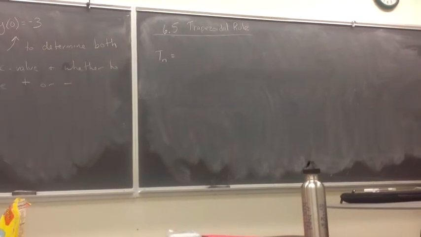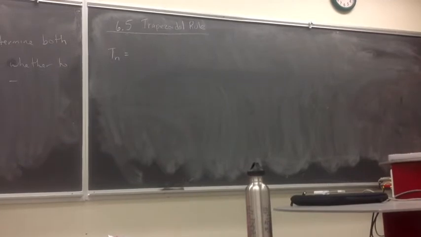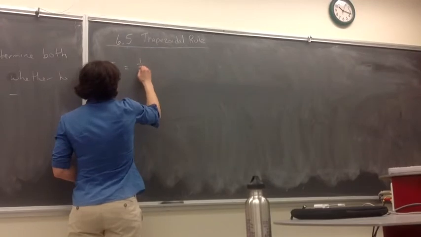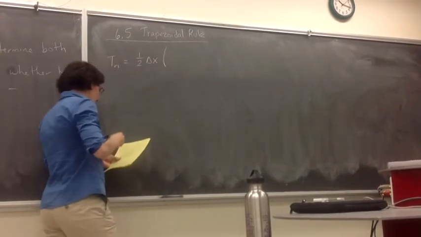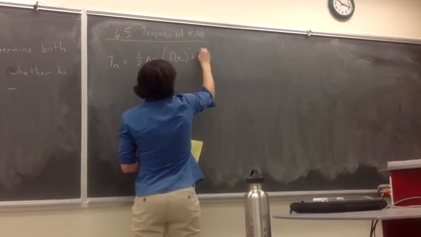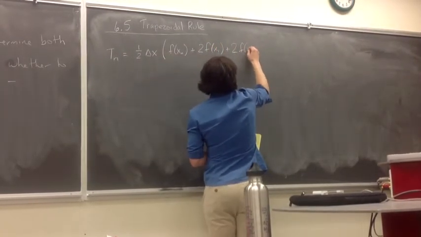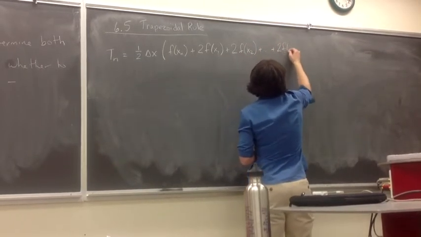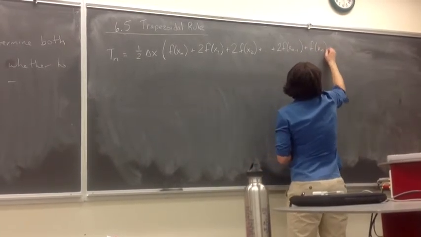Our trapezoid rule said that we could take a function and approximate the area under that function using these trapezoids, and the formula that we came up with was 1/2 times delta x times the quantity f of x0 plus 2 f of x1 plus 2 f of x2 plus dot dot dot all the way up to 2 f of x n minus 1 plus f of xn.